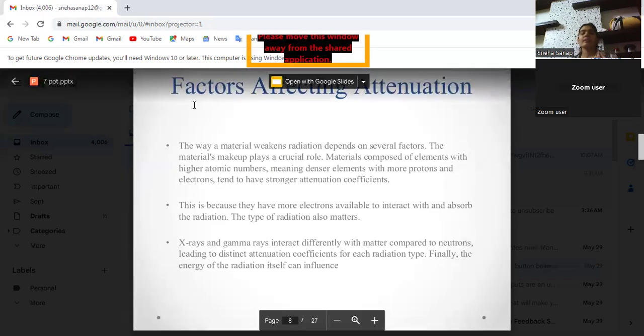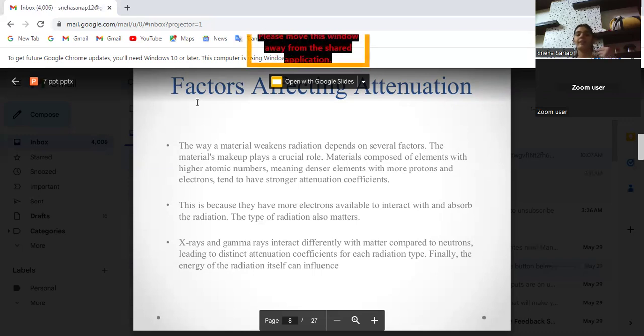Basically, the way materials weaken radiation depends upon the survival factor. That is, a material with a higher atomic number, meaning denser elements with more protons and electrons, tends to have a stronger attenuation coefficient. This is because they have more electrons available to interact with and absorb the radiation. The type of radiation also matters.